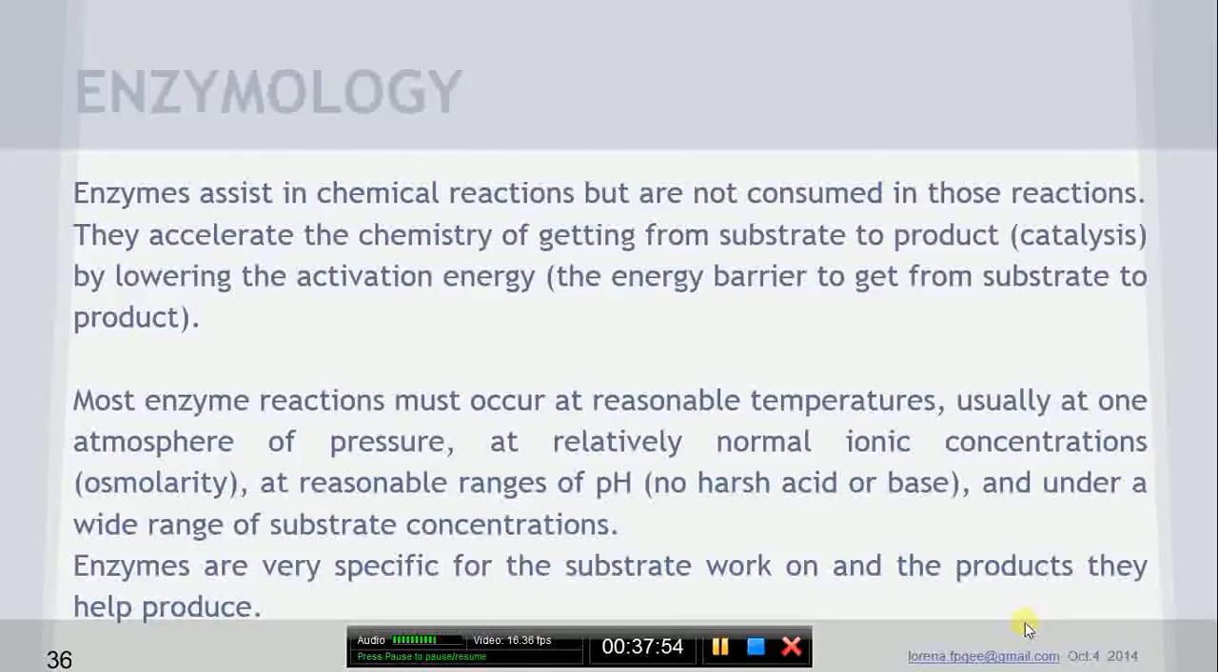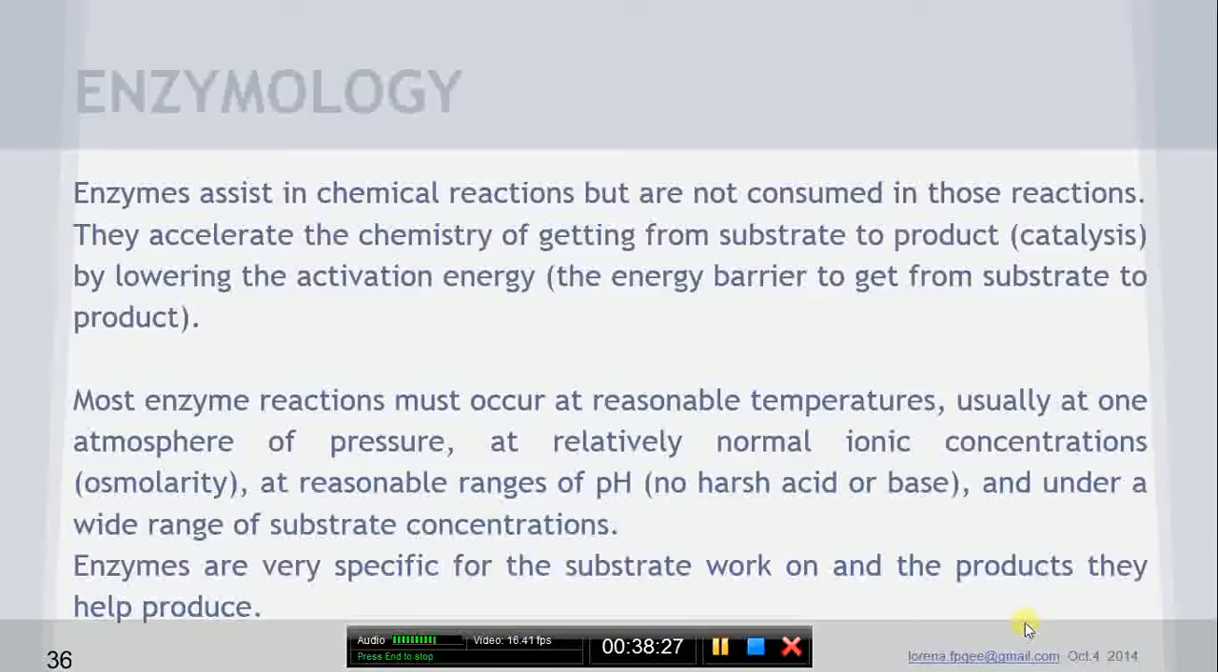Enzymology. How exactly do enzymes function? They are basically catalysts. They assist in chemical reactions but are not consumed in those reactions. They accelerate the chemistry of getting from substrate to product. They accomplish this, as do all catalysts, by lowering the activation energy, the energy barrier to get from substrate to product.